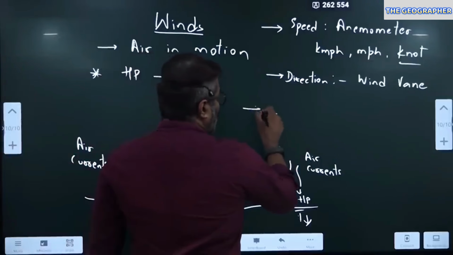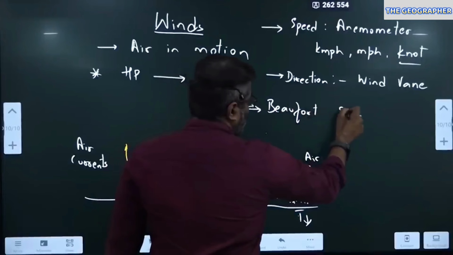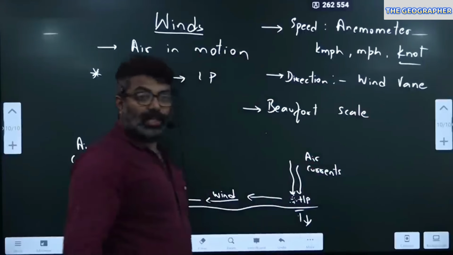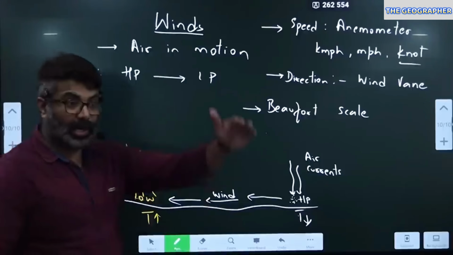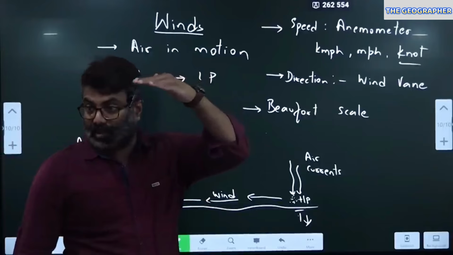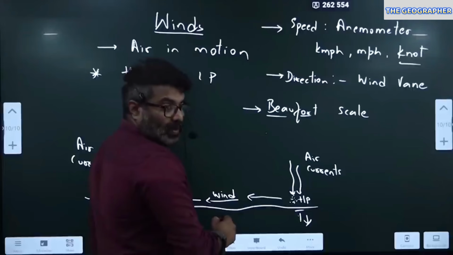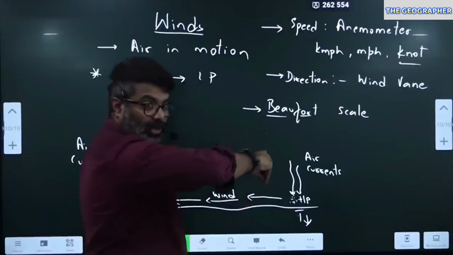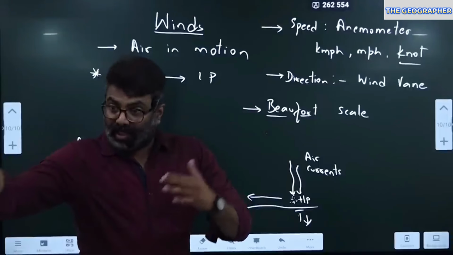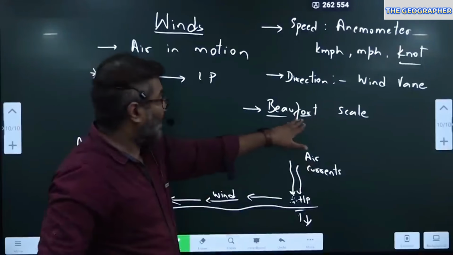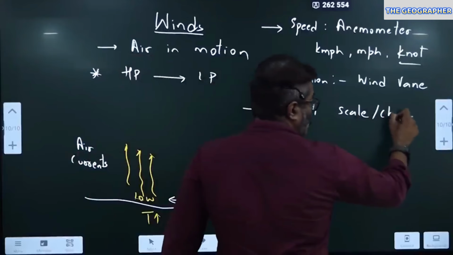Then the Beaufort scale. It is named after Admiral Beaufort, a British Admiral. Admiral is the head of the Navy. Admiral Beaufort was in the Royal Navy, the British Navy. During his tenure in the Navy, he noticed wind speed and its impact, and he created a scale called the Beaufort scale or Beaufort chart.